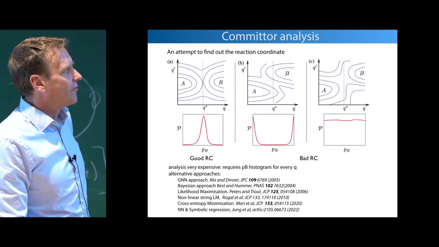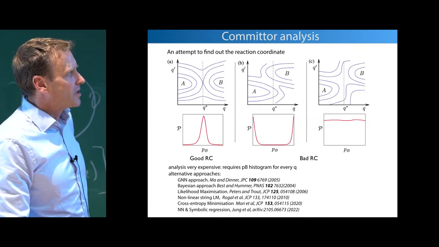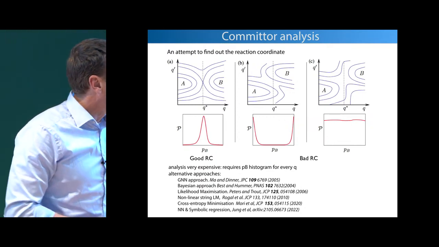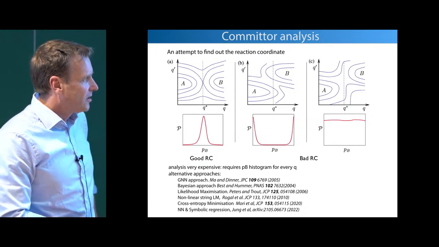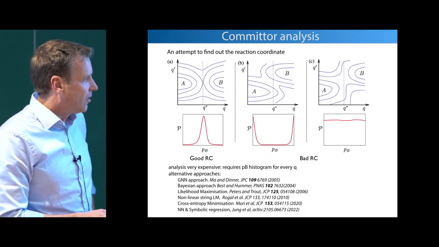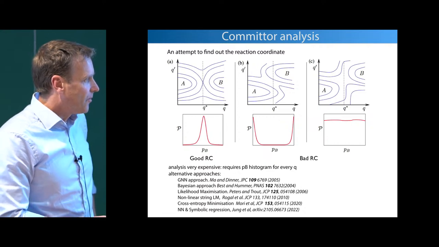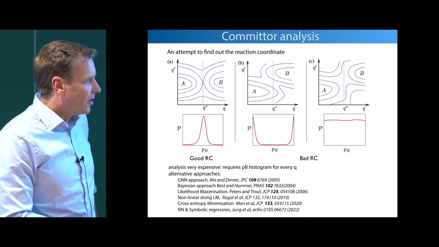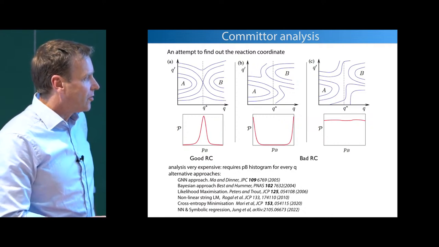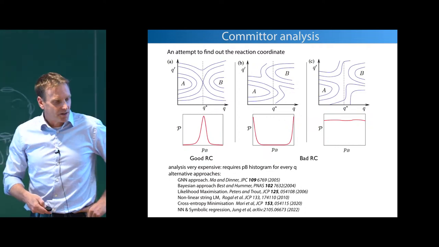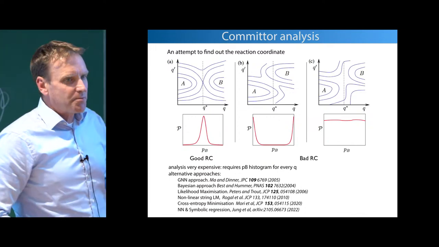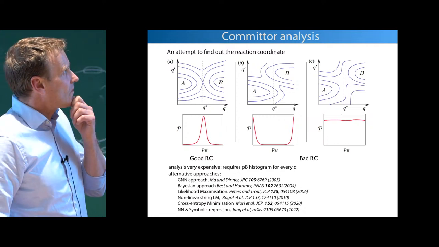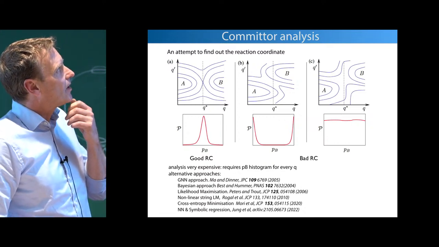People have been using alternative, more effective approaches. And one of the first was actually the neural network approach by Ma and Dinner. But also Best and Hummer introduced this Bayesian approach. Peters and Trout introduced the likelihood maximization. Together with Yuta and others, we looked at nonlinear string optimization. More recently, a Japanese group of Mori et al. introduced the cross-entropy minimization. And more lately, Hummer et al., Jung and co-workers, introduced the neural net approach with symbolic regression as a new direction. I'm going to first introduce the likelihood maximization, because that's kind of the basis. It's a very striking method that everyone can understand.